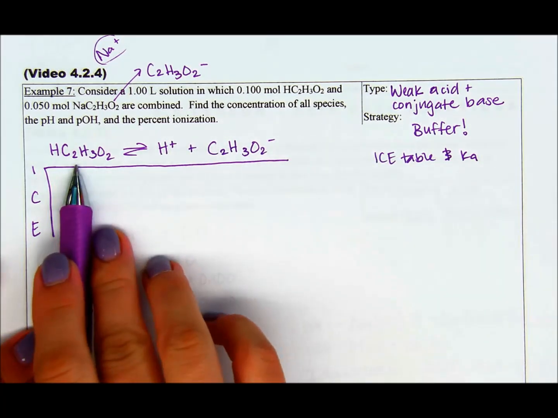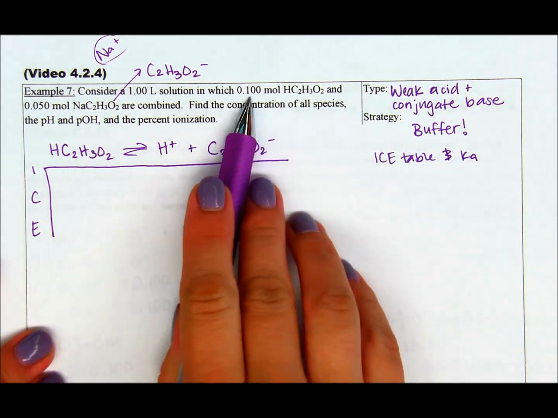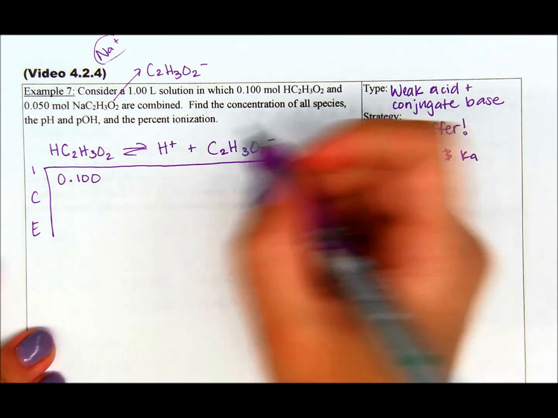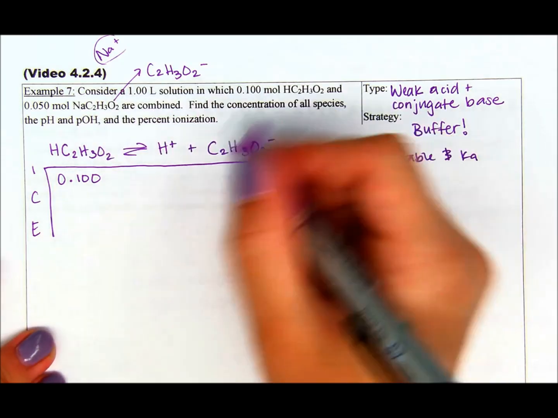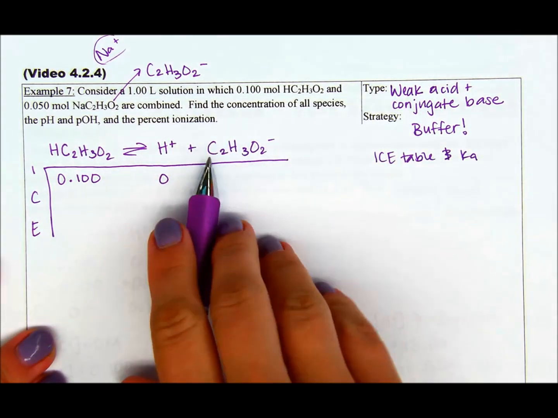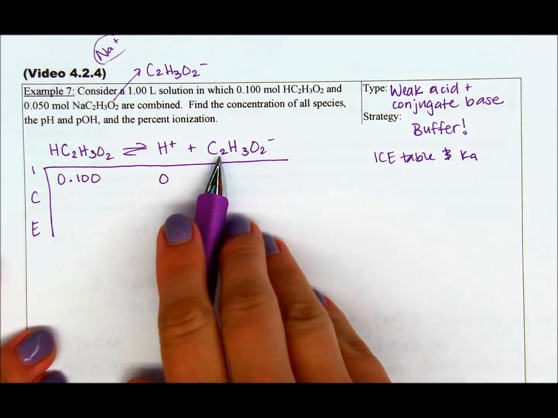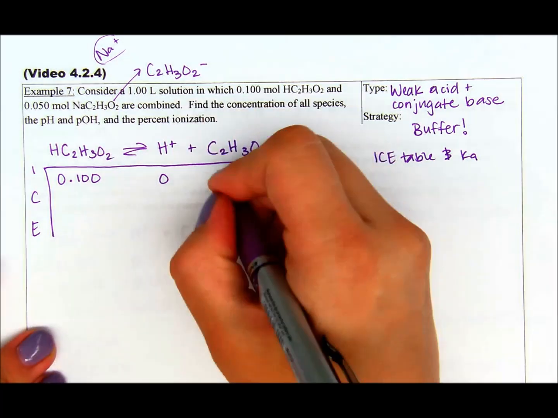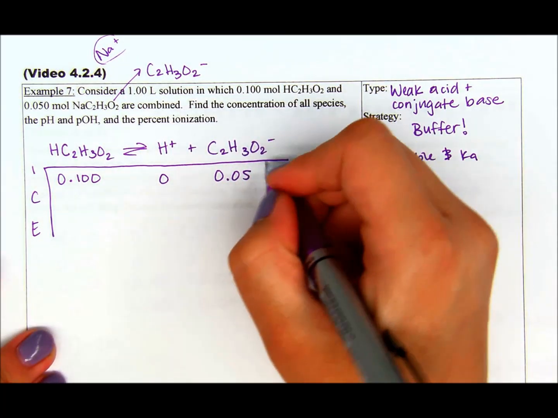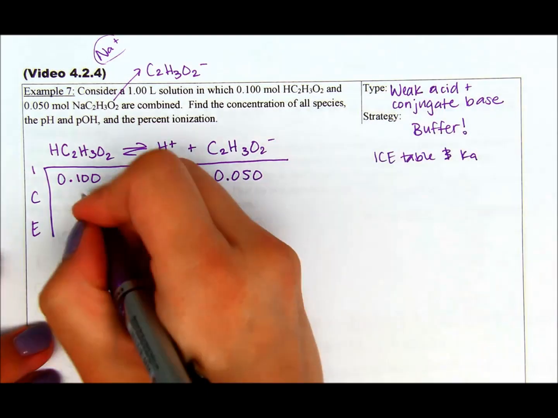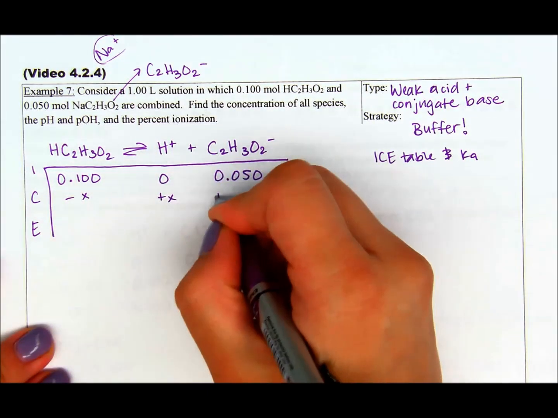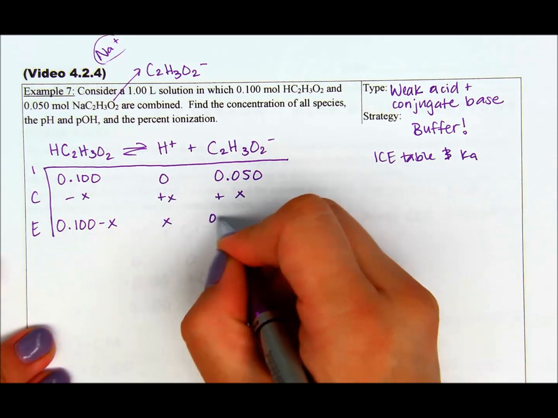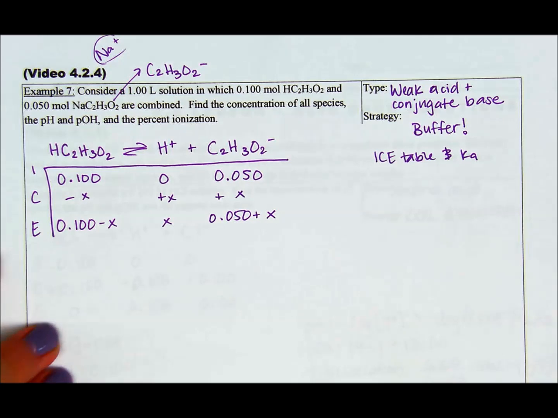Okay, so how much of this did we start with? How much of our vinegar? 0.100 moles. No hydrogen ions in solution at all. There's no other acid or anything contributing to that. But we do have a source of our acetate, and that's this guy right here. We have 0.05 moles of our acetate. So this is another common ion type problem, just like the last one. Minus x, plus x, plus x. It's finishing out our table. Okay, there's our ice table.